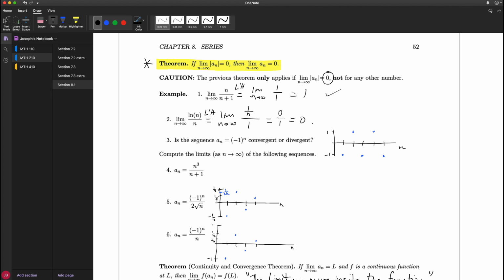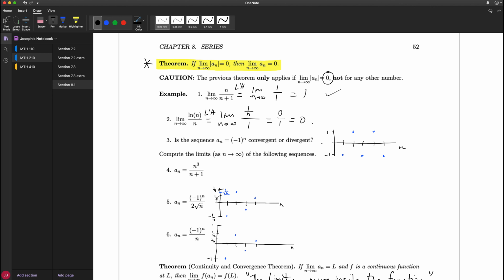Right? Okay, now for number 3 in this example, we're going to ask, does the sequence (-1)^n converge or diverge? Well, I have a picture over here for you. So when n is 1, you get (-1) to the first, which is -1. When n is 2, you get (-1) squared, which is positive 1. (-1) cubed is -1. (-1) to the fourth is 1, and so on and so forth.